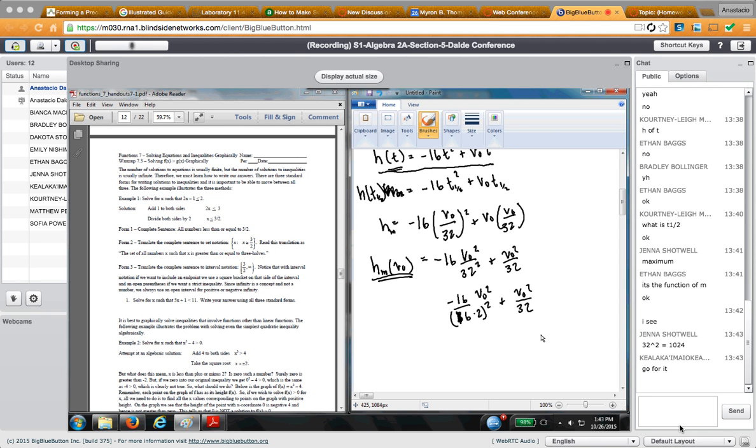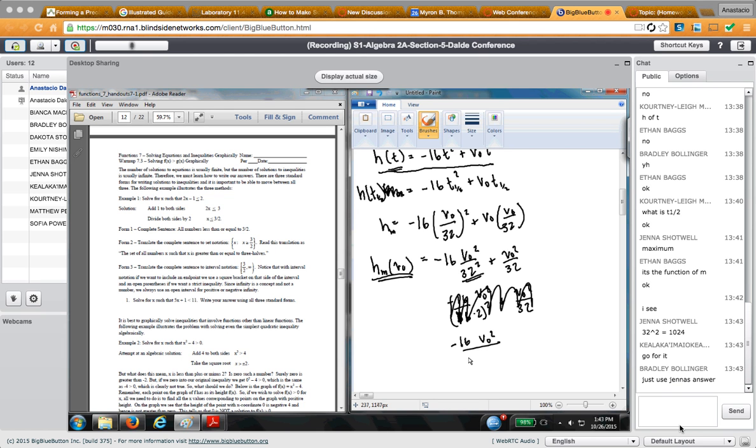All right. I'm going to write this first 32. Actually, I'm going to write both 32s as 16 times 2. So this would be negative 16 times v naught squared divided by 16 times 2 squared plus v naught squared over 16 times 2.